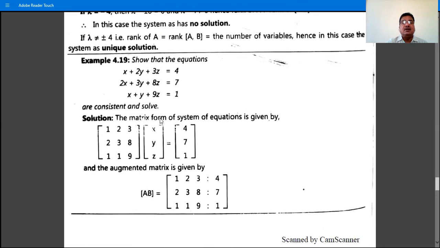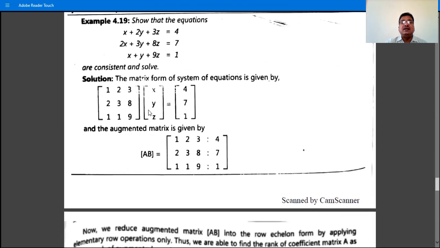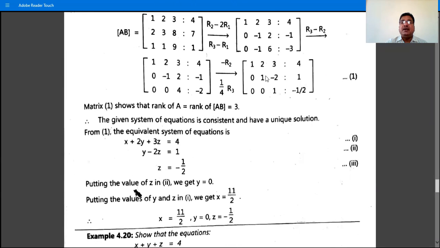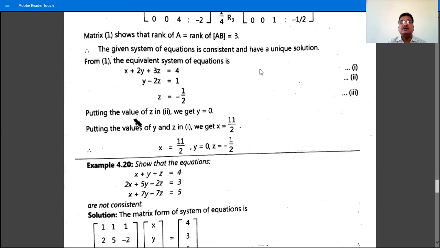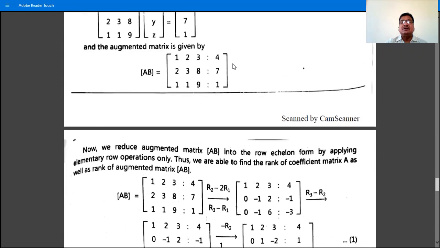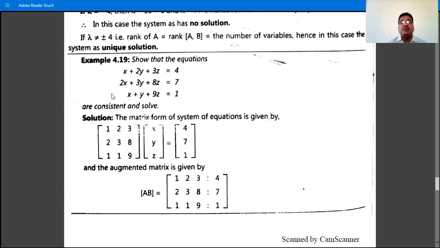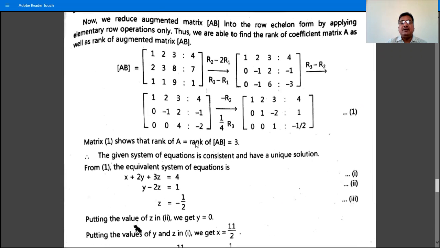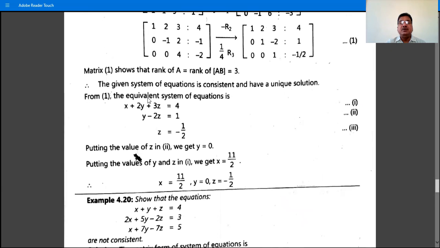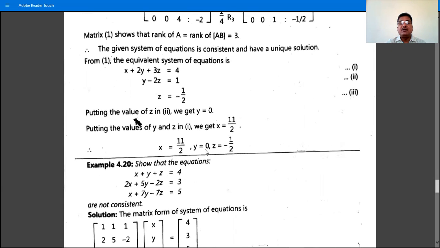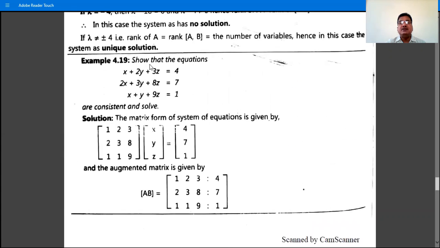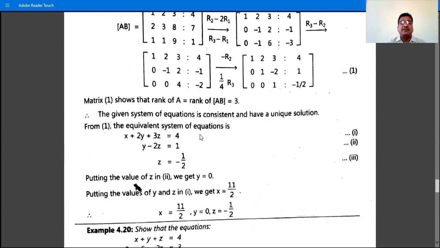So these are also some problems. Show that the system is consistent and then solve. So rank of A is 3, rank of AB is 3, and the rank of A is equal to rank of AB. The given system is consistent, and obviously has a unique solution, because the rank is equal to the number of variables. Number of variables is 3. Rank of A and rank of AB both are equal, and it is equal to 3. Therefore, the system has a unique solution, and we have the values of X, Y, Z. We can also tally the values. If you substitute these values of X, Y, Z in this system, then all the equations are satisfied by these values.